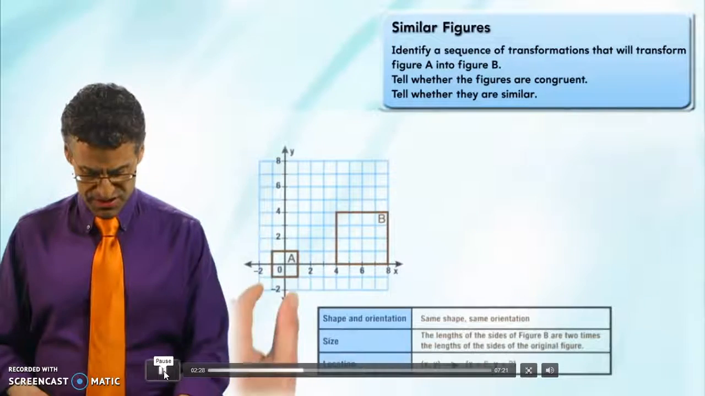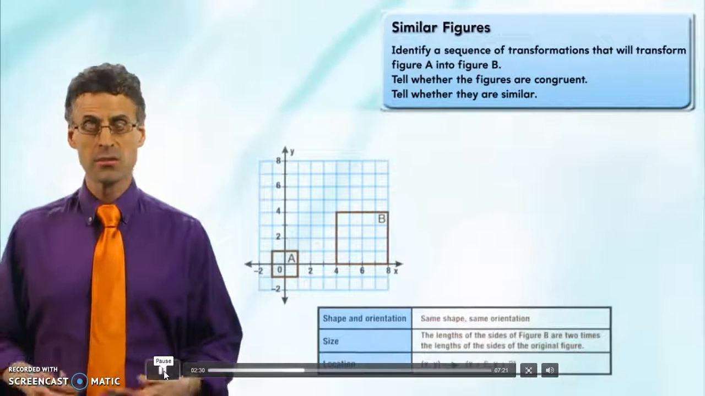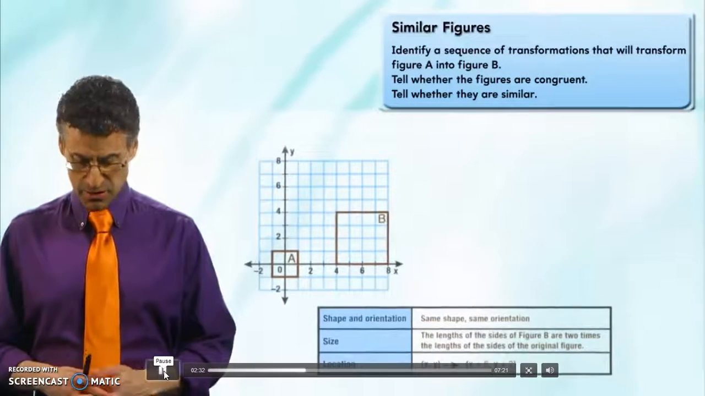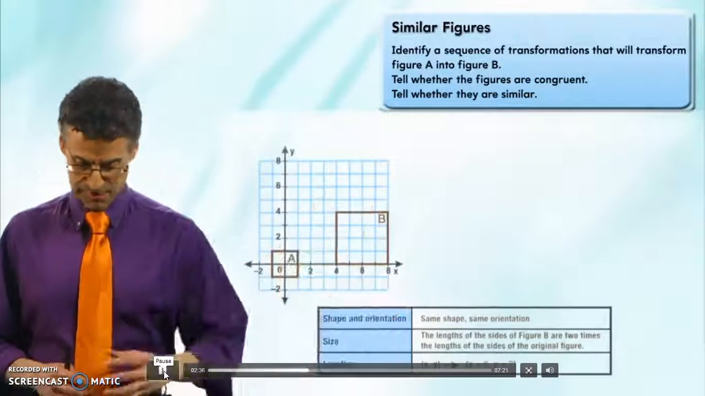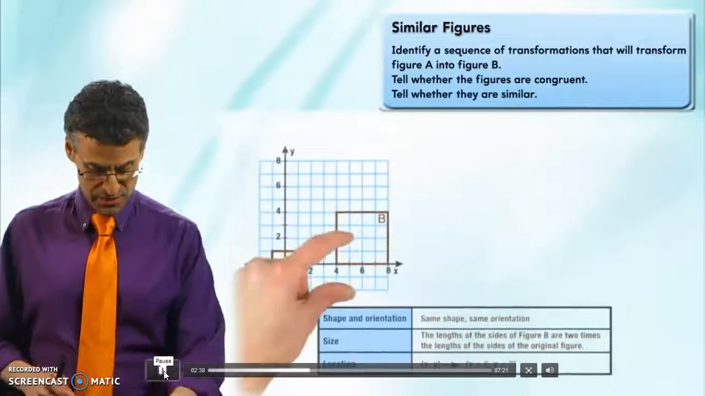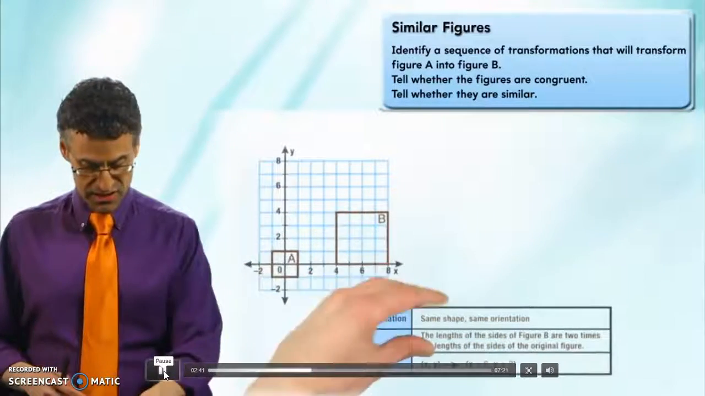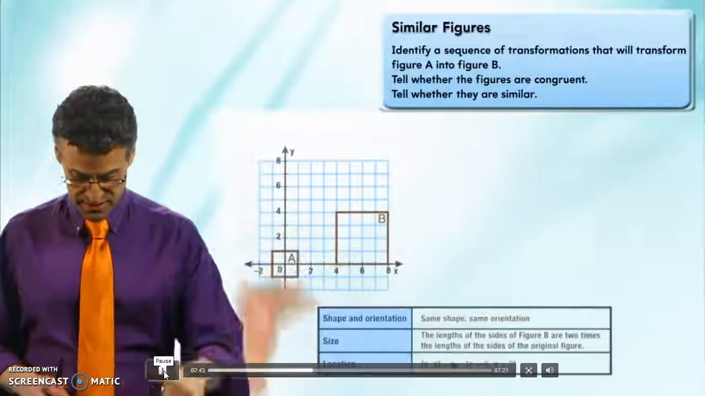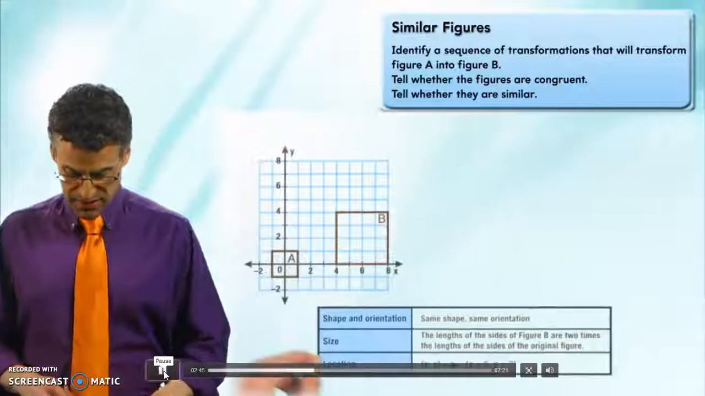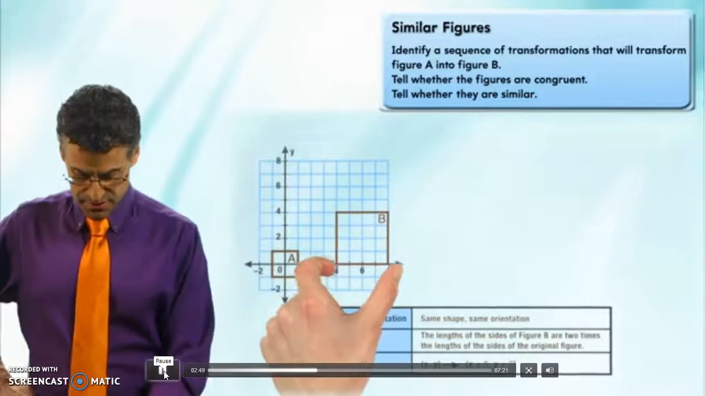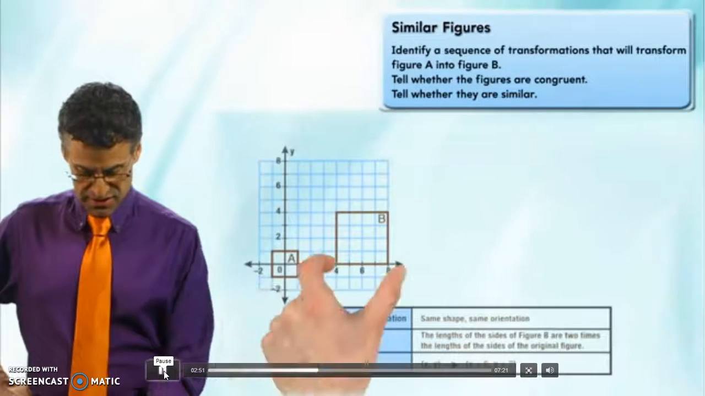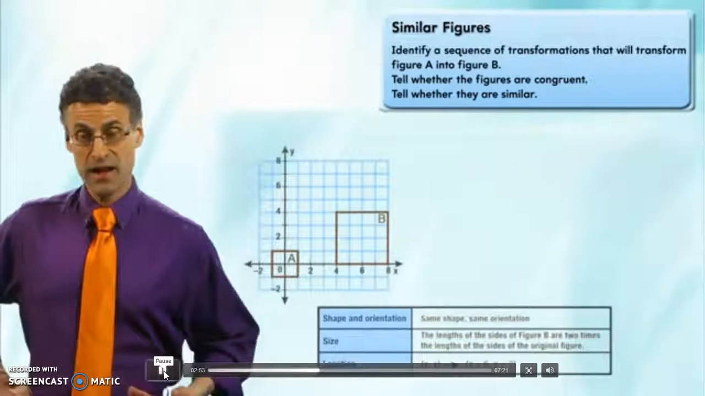Shape and orientation, we see that these two things have the same shape, which means that they are, in fact, similar, but they are not, in fact, congruent because they're not the same size. They have the same orientation because they're both squares that are sitting nicely perpendicular and parallel to the axes. The size, well, the length of sides of B are 2 times the lengths of sides of A, so we see this is twice as long as that, so there's a scale factor of 2.